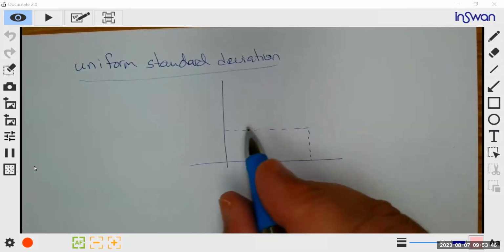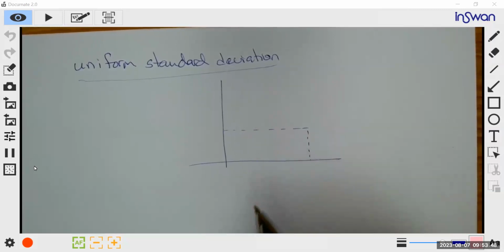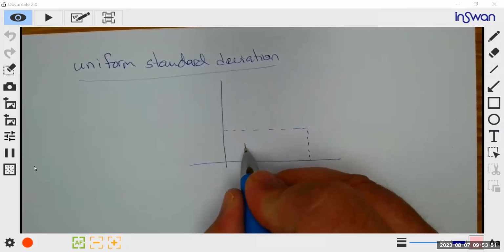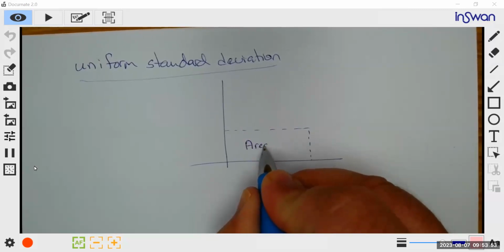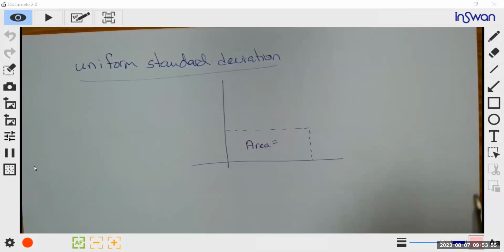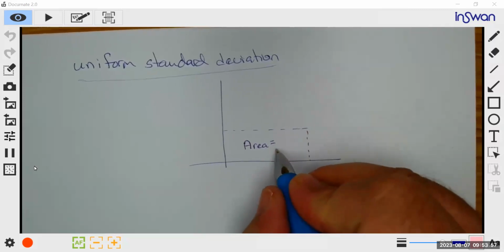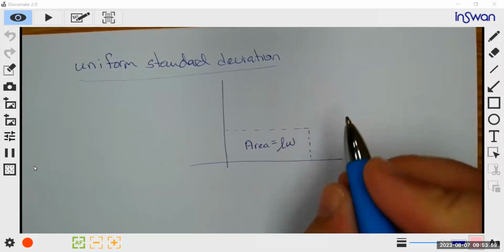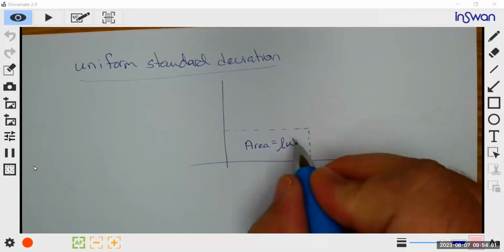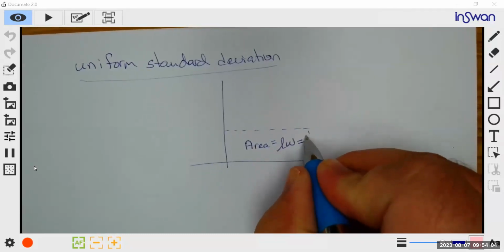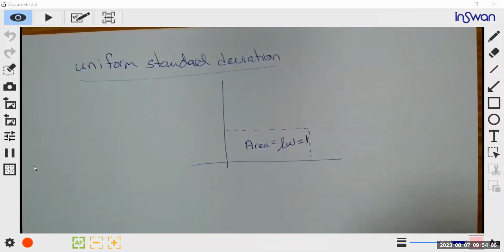We can figure out the perimeter, the outside of it. How about the inside? What's that called? The area. What's the formula for area of a rectangle? But for our uniform standard deviation, our area is always 1.0. It's 1.